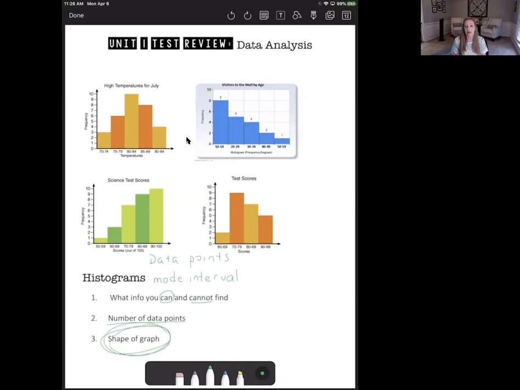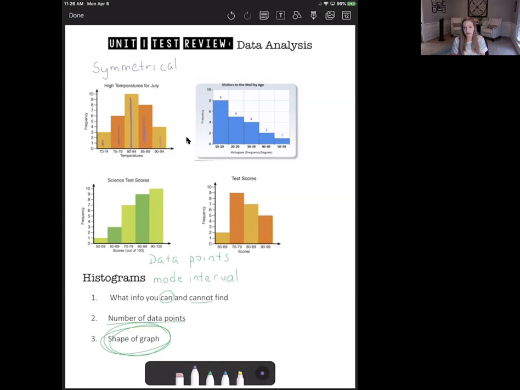Shape. That is something that we are still really, really struggling with. So we're going to look at these 4 graphs, and I'm going to talk to you about the shape of these graphs. This first one is not technically symmetrical, but it's pretty close, so we would call that nearly symmetrical. The reason is your mode interval is right in the middle, and then it goes down about the same on either side. Symmetrical means same on both sides.